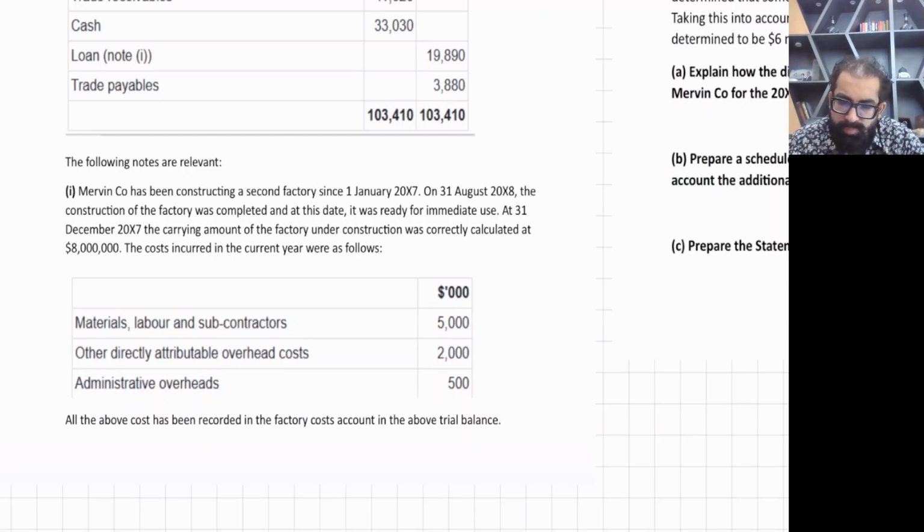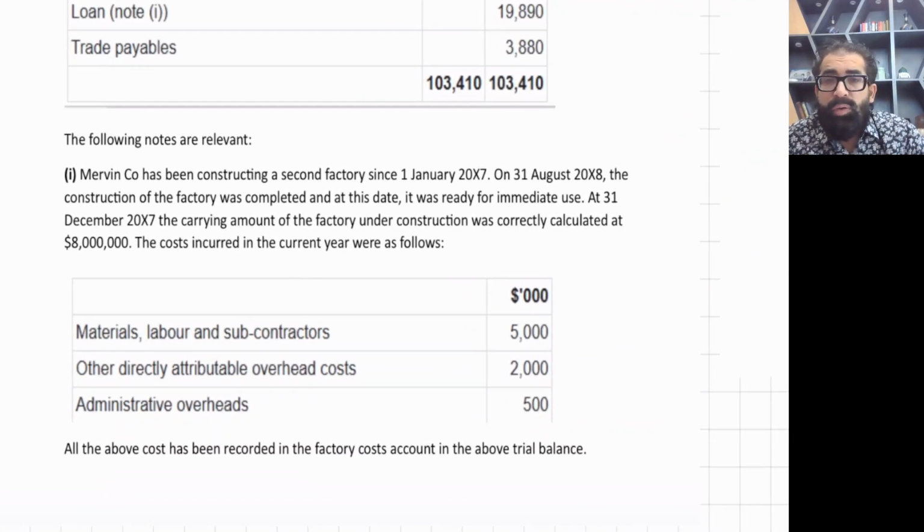Adjustment number one. Be careful. It's about the self-constructed asset, IAS 16. We are constructing an asset, our factory, our owner-occupied property. Mervin Company has been constructing a factory since 1st January X7. 1st January X7 means the beginning of the previous year. This year is December X8, so 1st January X7 means last year's beginning.